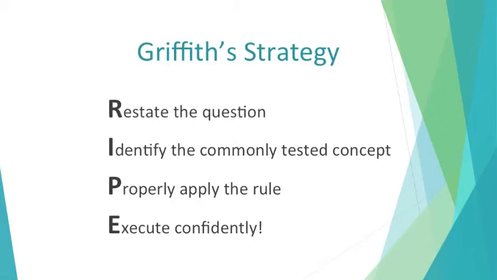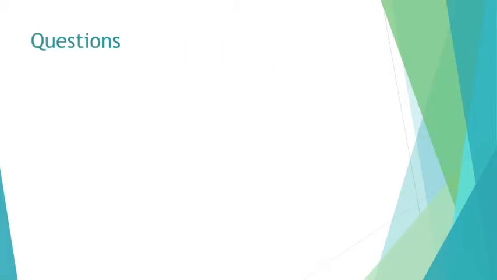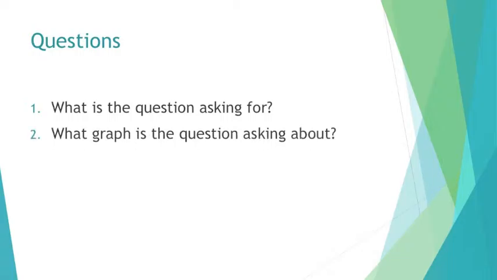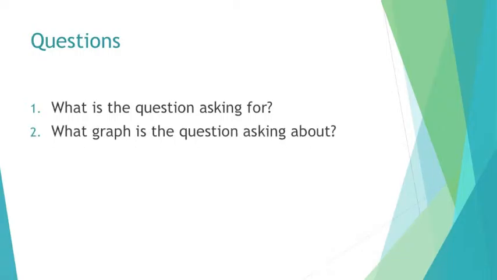The student should first ask him or herself 3 things. First, like always, they should ask, what is the question asking for? This is the part where they simplify the wording in the question so they can better understand what the question's asking for. The next thing they can ask themselves is, what graph is the question asking about?